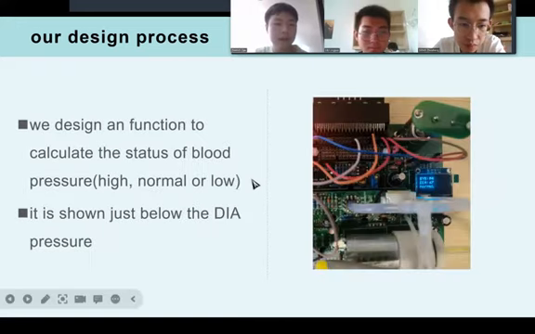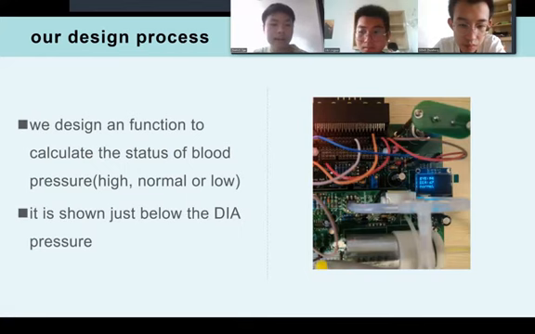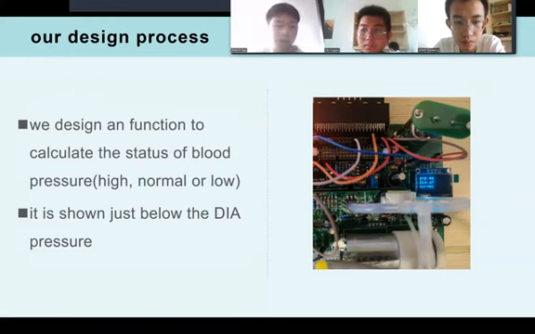So we design a function to calculate the status of blood pressure. There are three statuses: high, normal, or low. It will be shown just below DIA pressure, the diastolic pressure, so that in this way, users don't need to tell by themselves whether their pressure is high or not according to the numbers of systolic pressure and diastolic pressure.